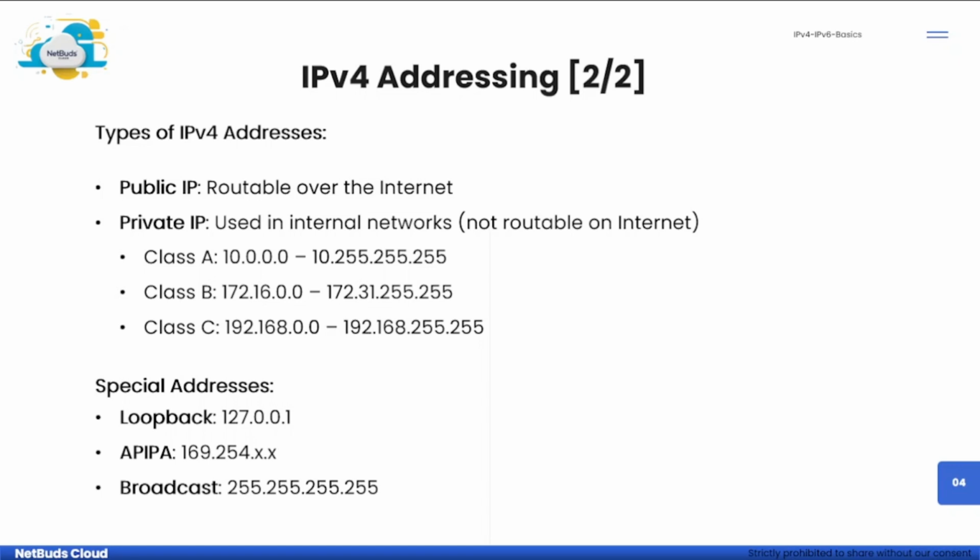Third one is broadcast. The broadcast method is used to communicate one to all users normally. So whenever users are in a broadcast domain, the sender will send a message, and all the receivers within the broadcast domain can receive that message.